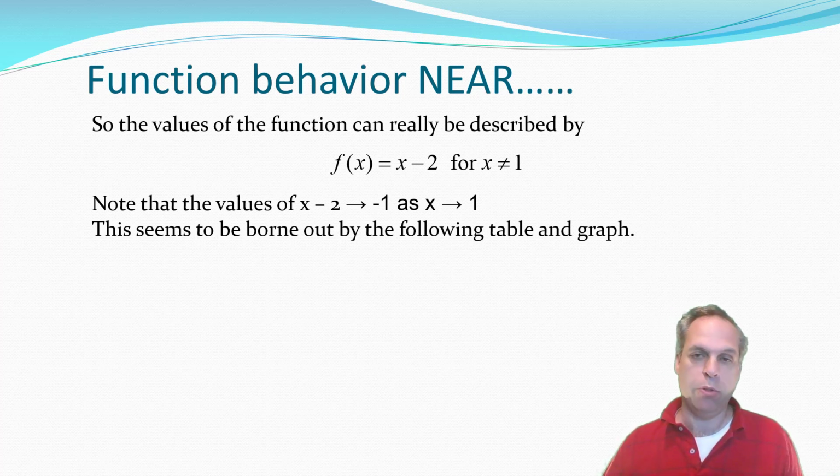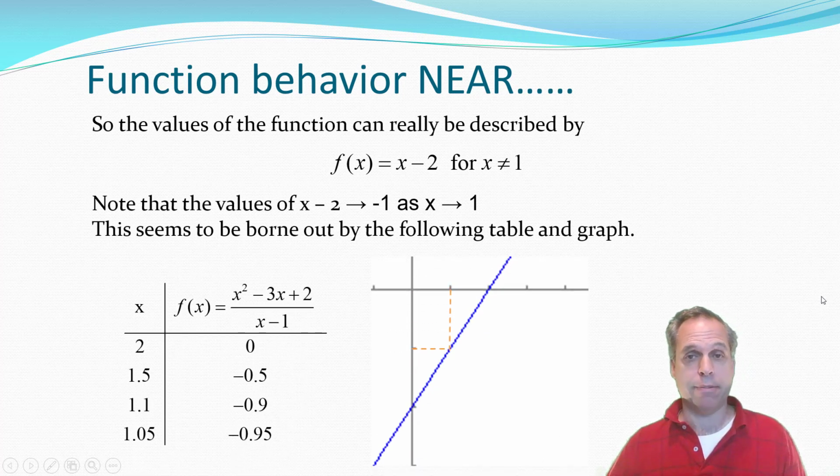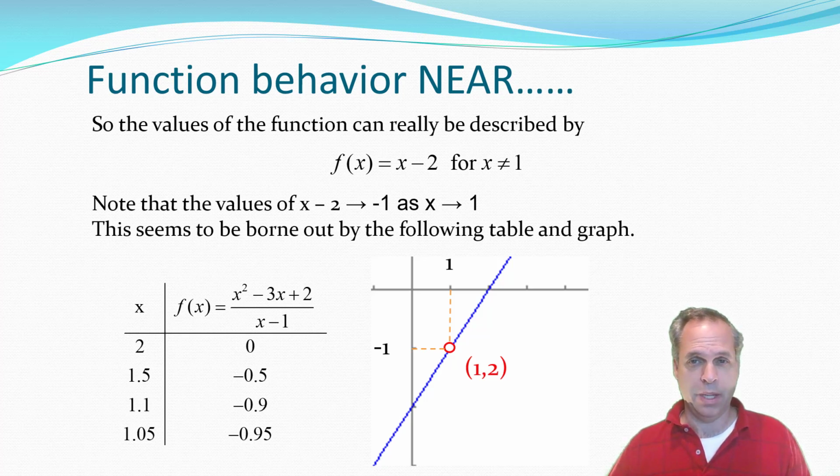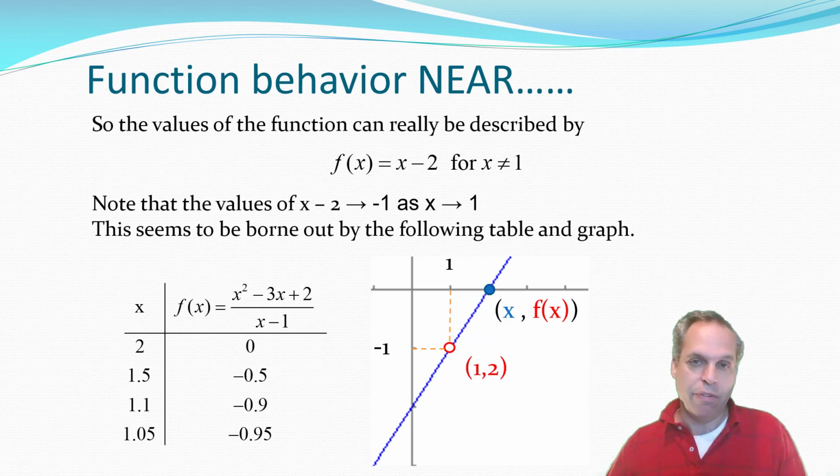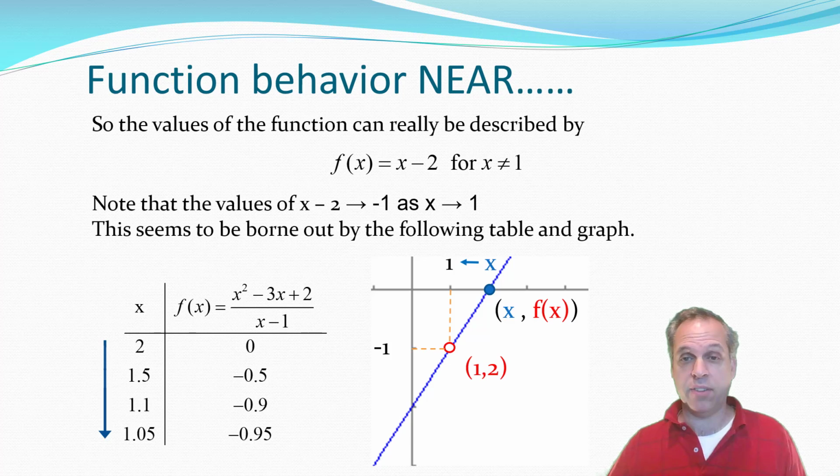This seems to be borne out both by this table and this graph. In particular, please look at the point where x is 1 and the y-coordinate is -2. If you then look at a point on the graph, the x-coordinate will be x, and the y-coordinate will be the function value at that x. If you look at this particular sequence of x values and look at what happens with the point on that graph, as x decreases, the point on the graph would move towards the left and ride the graph, much like this.